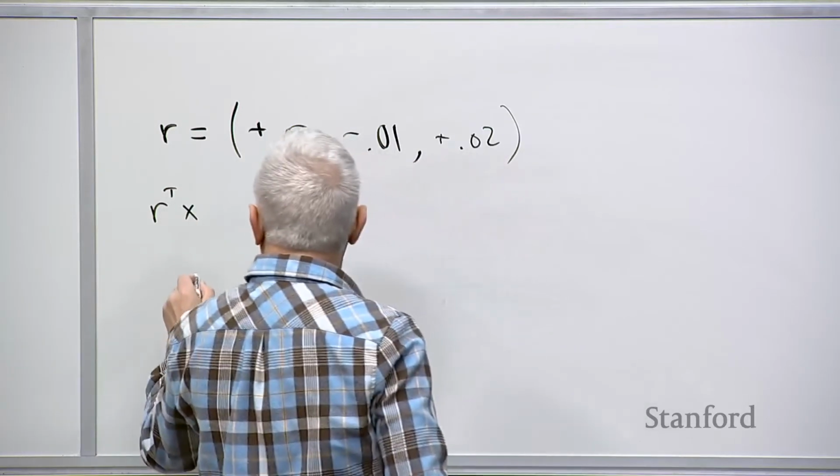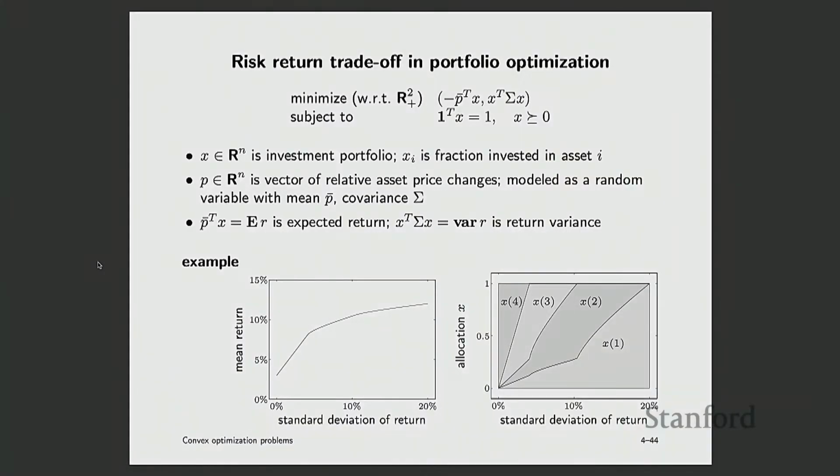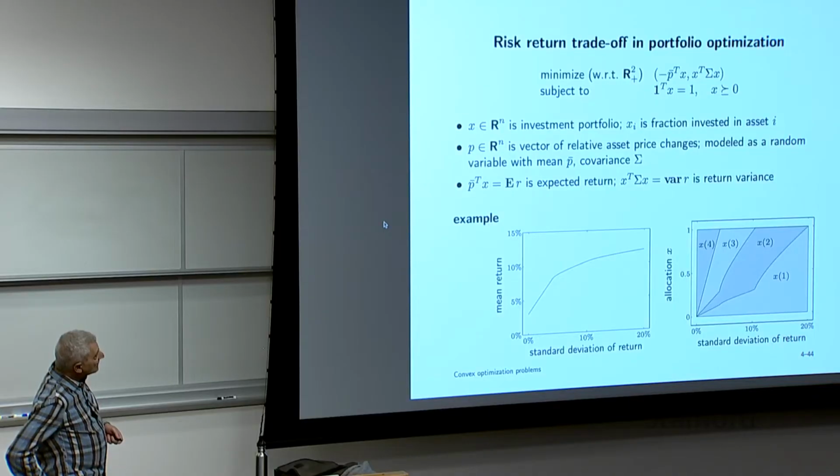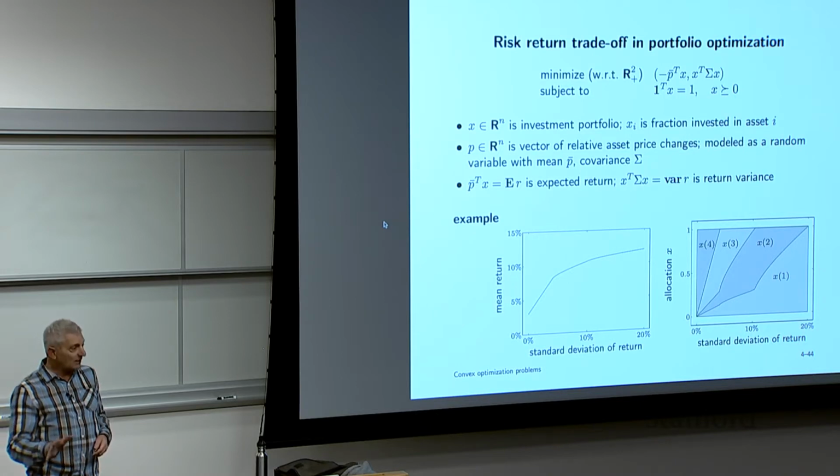So the model of R is that R is a random vector, and we'll give its first 2 moments. Those first 2 moments are going to be the expected value, P bar transpose, the relative price changes, the returns. Oh, I guess I'm using inconsistent notation here. That's going to be the expected return of the portfolio. And then the variance is going to be X transpose sigma X, right? So you should have some estimates of the mean and the covariance of these things. Everybody following this?